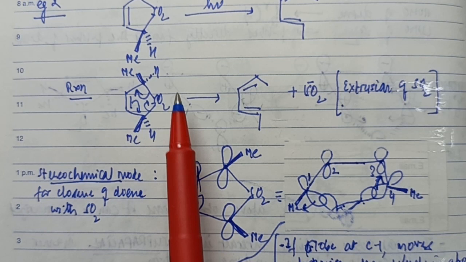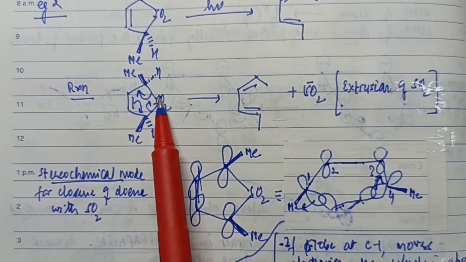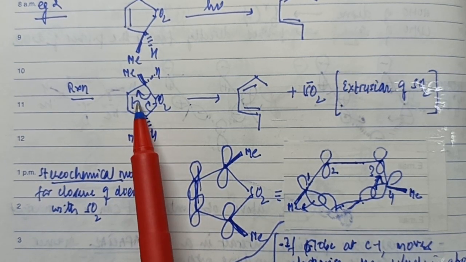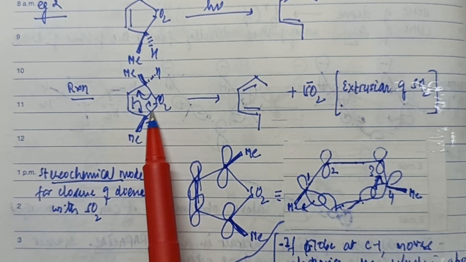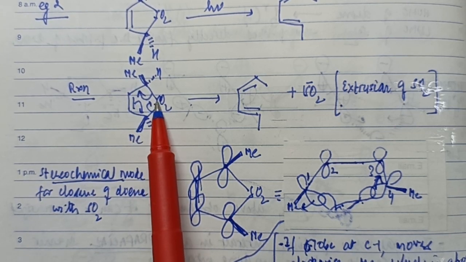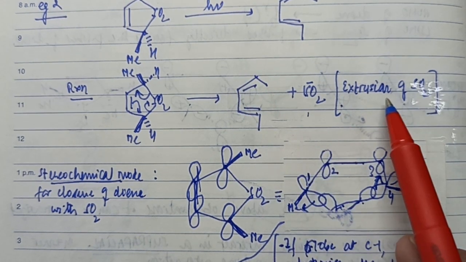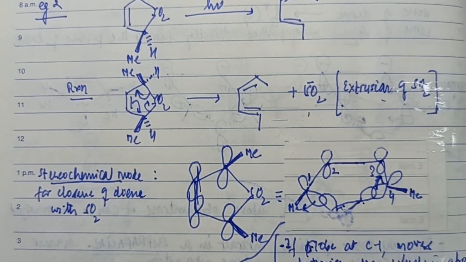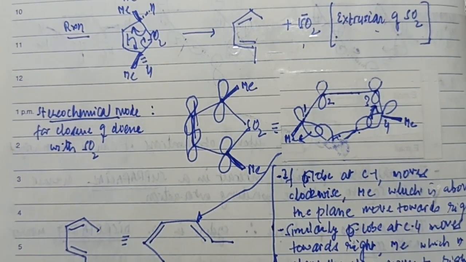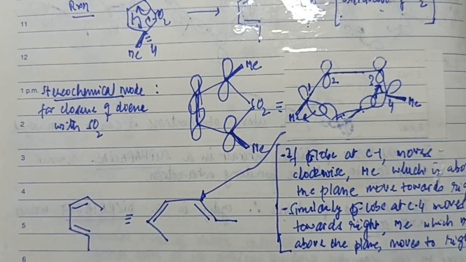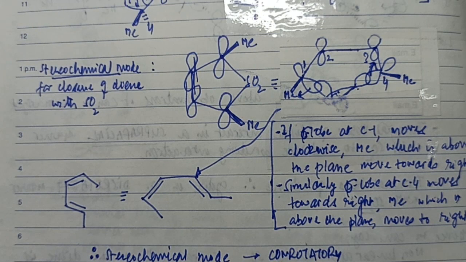Of course, this is the product. If this bond breaks, these pi electrons come here. This bond breaks, this pi electron comes here. This sigma bond breaks and goes as a lone pair to sulfur dioxide, and we end up in the formation of a diene, and sulfur dioxide is extruded. Once this sulfur dioxide is extruded, let's work out the stereochemical mode. Now this is an important observation to work out the stereochemical mode.